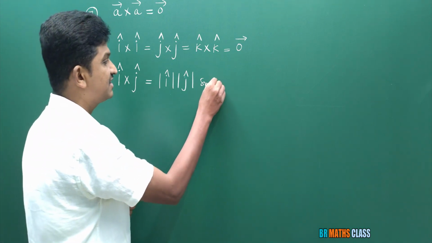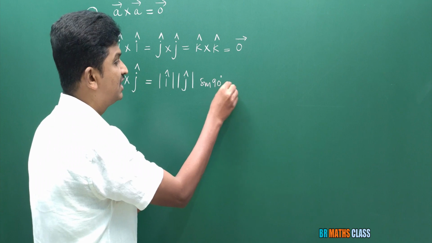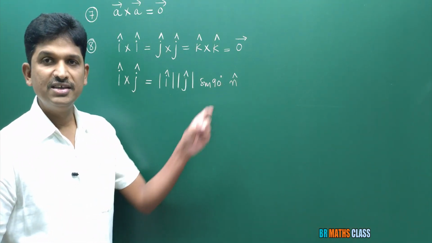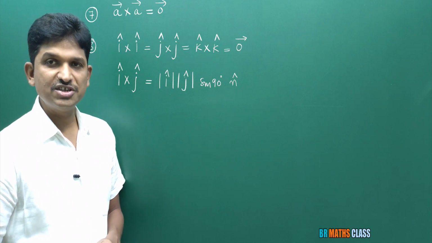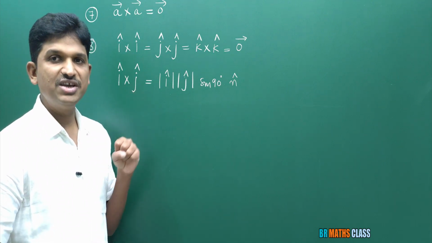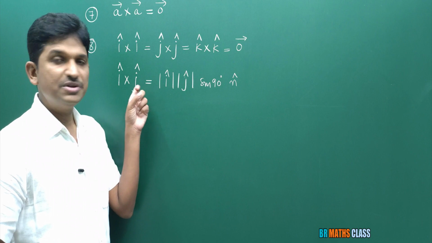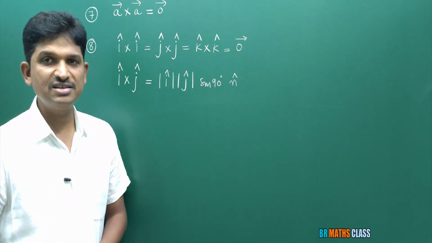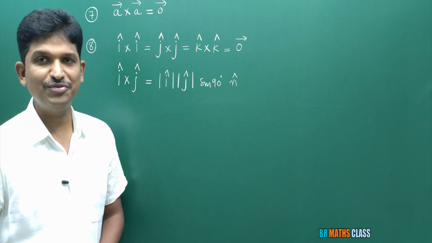So here I'll write sin 90 degrees into n cap. And from the definition you know what this n cap is. N cap is a unit vector which is perpendicular to I cap as well as J cap, and I cap, J cap, n cap form a right hand system of vectors. This we already discussed in the definition of cross product of vectors.